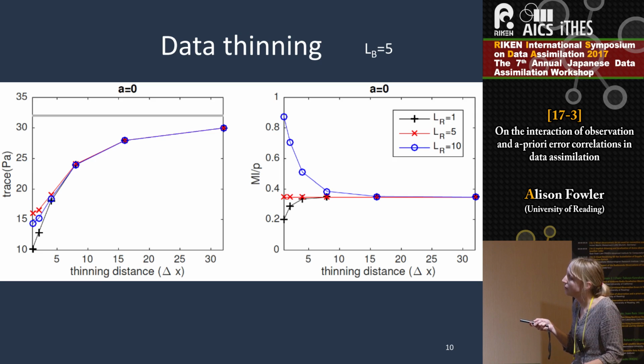But when you have correlation length scales smaller in your R matrix than in your B matrix, you find that increasing the thinning distance increases this metric. That makes sense because of the role of the background in spreading the information, and the fact that the correlations in your background mean that you have the small scale information. It's kind of redundant to have dense observations. Whereas if your correlation length scales are much larger in R than in B, then you have much smaller scale information coming from your observations than is available in your background. And that means that in that case, it's much more beneficial to have dense observations.